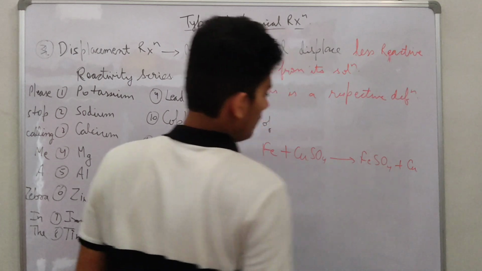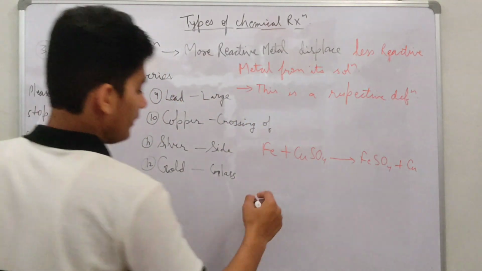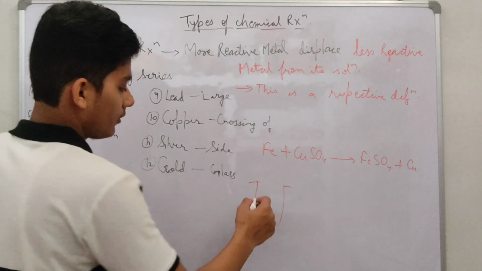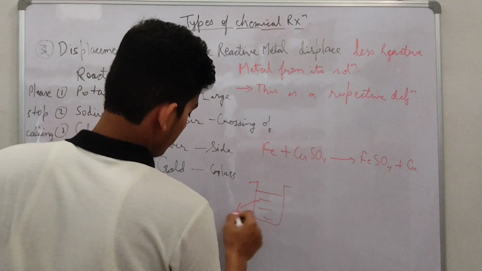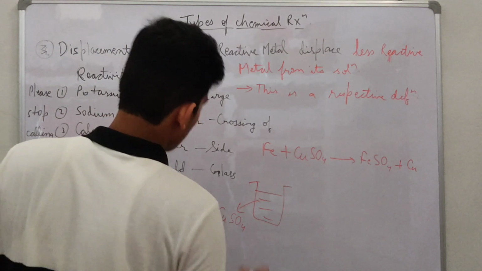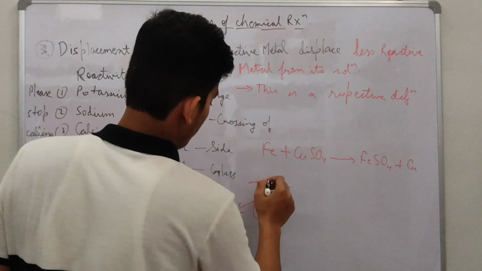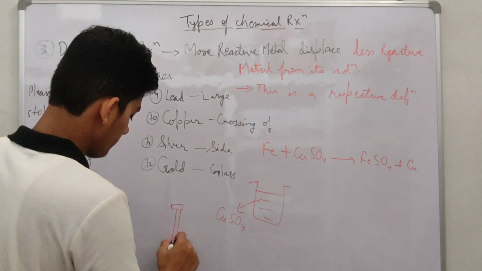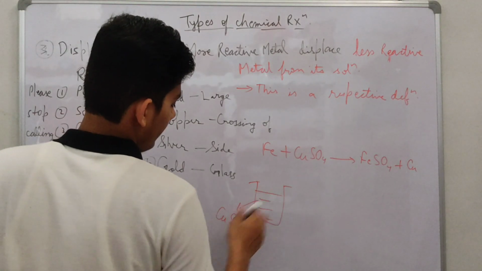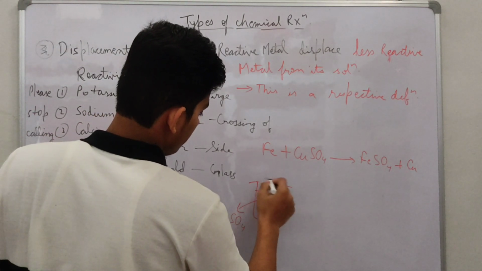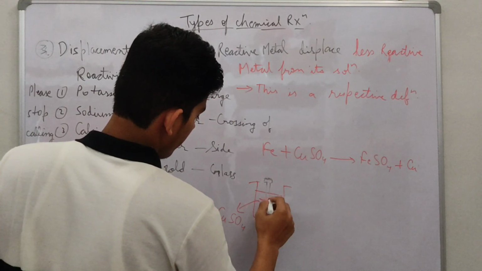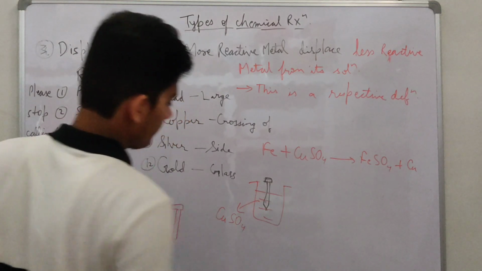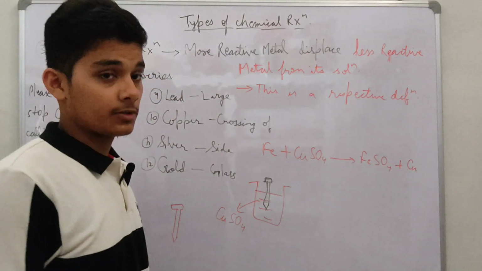An experiment is given in the book that we have to study: we will take 2 iron nails and copper sulfate solution. One iron nail will be kept in the normal condition, and another iron nail we will dip in the copper sulfate solution.